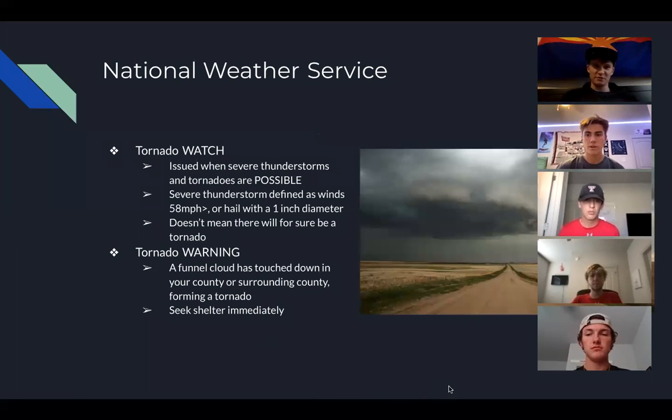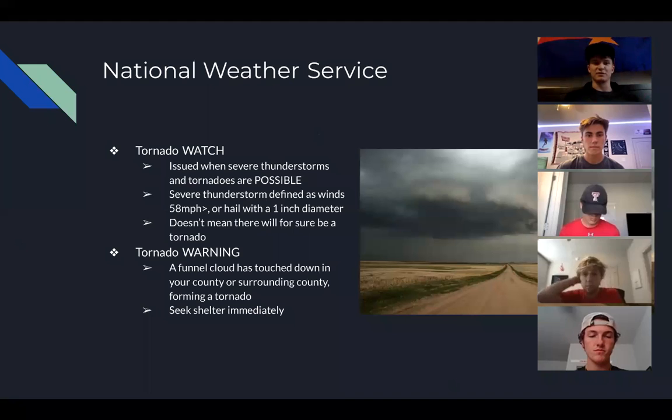So the National Weather Service has two alerts for tornadoes. The first one is a tornado watch. This is issued when severe thunderstorms and tornadoes are possible, but not guaranteed. Severe thunderstorms are defined as winds of 58 miles per hour or higher, and hail with a 1-inch diameter or bigger. Again, the big thing about a tornado watch is it does not mean that there will be a tornado for sure. It's just that one is possible.